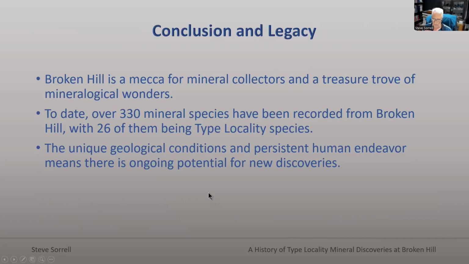So just to conclude, Broken Hill has in the past been a mecca for mineral collectors, and it's come out with some pretty spectacular minerals. Big ones, small ones, rare ones, common ones, whole range. There's certainly well over 330 mineral species recorded, and we've seen quite a few of the 26 type locality species in this presentation.